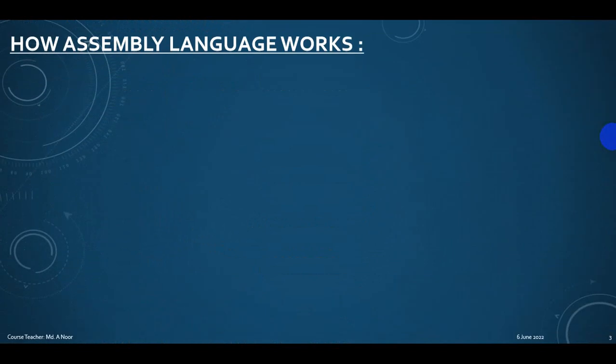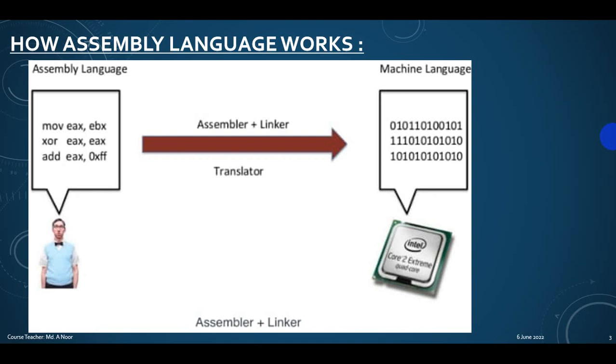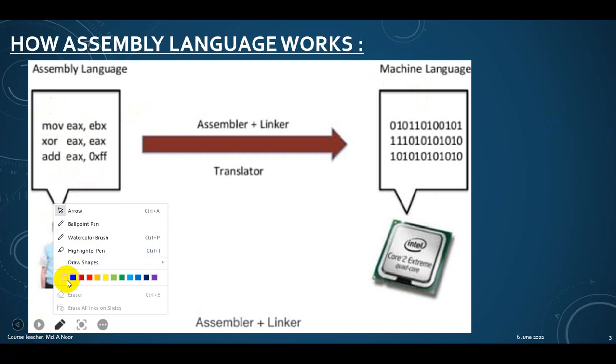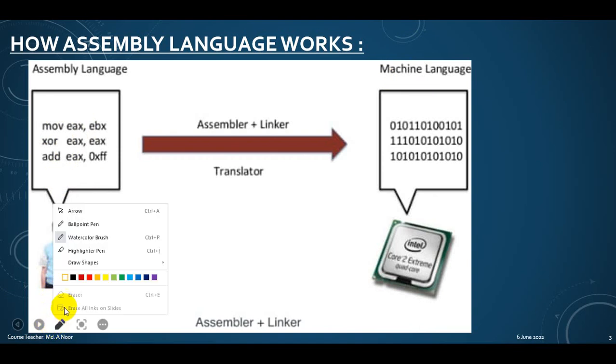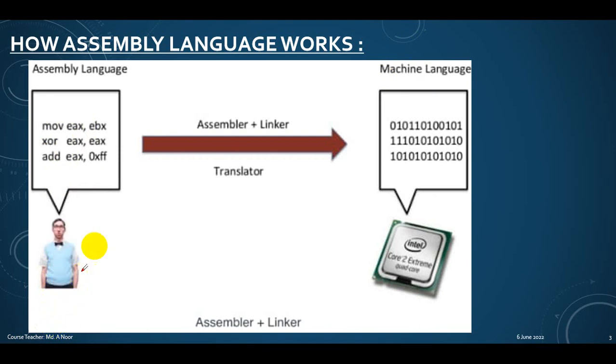So, how does assembly language work? We have a scenario over here. This is the assembly language program that you have written with symbols: move, XOR, AND. These are the symbols, and these are the operands. Now, what you do is use a software called an assembler and linker.